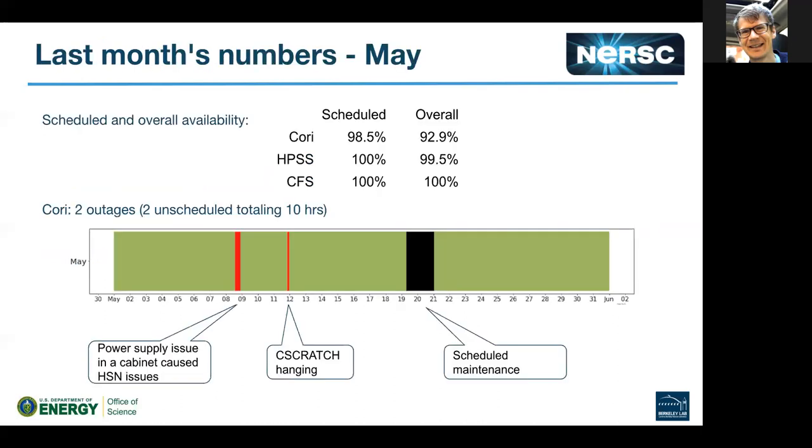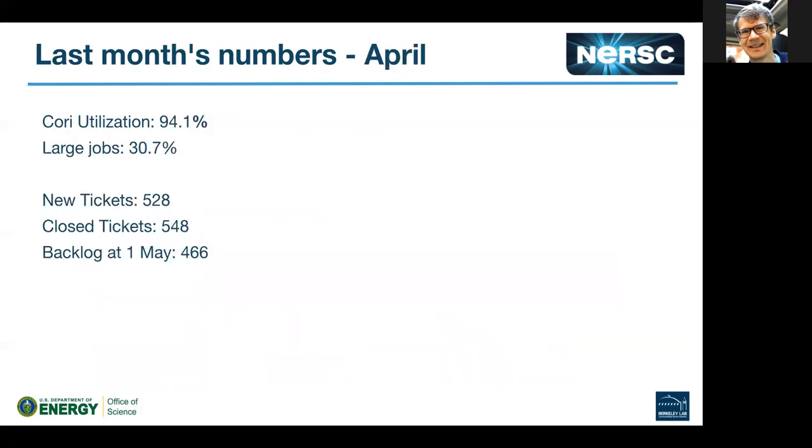Our final section is a quick look over last month's numbers. For May, we had generally pretty high availability. We did have a couple of unscheduled outages due, in one case, to a hardware issue with the power supply, and another brief outage due to some Lustre issues, where the user experience was scratch hanging. We had a normal scheduled maintenance. Other than that, things ran reasonably smoothly.